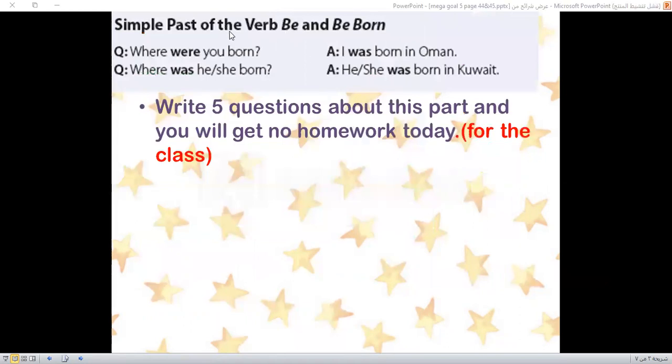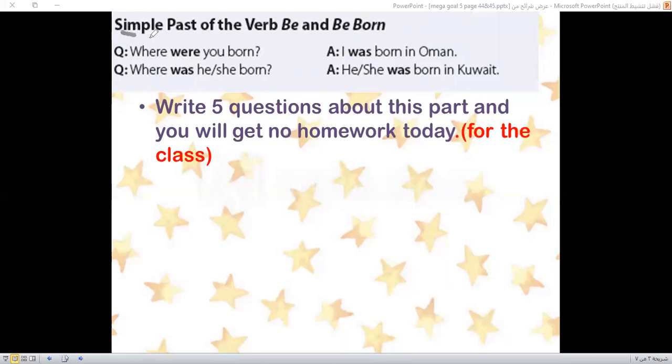The second thing here. Okay, here we have this grammar. I'm going to explain it. What you're going to do is that you're going to write 5 questions about this part, and you will get no homework today. I've prepared some homework for you after the class, but I thought that maybe if you help me with writing examples here, then you're not going to have a homework today.